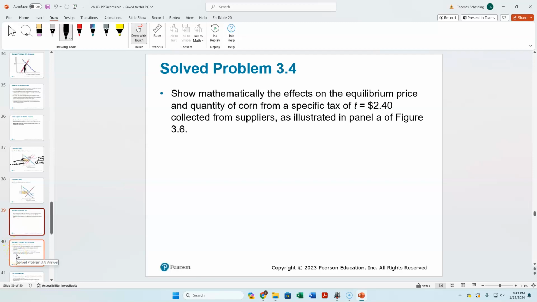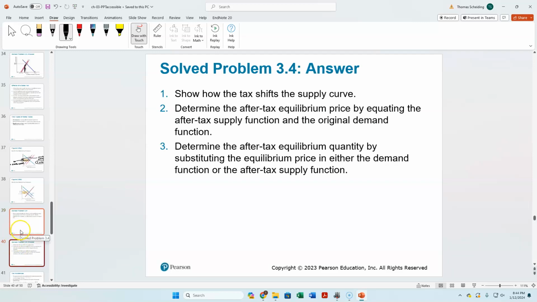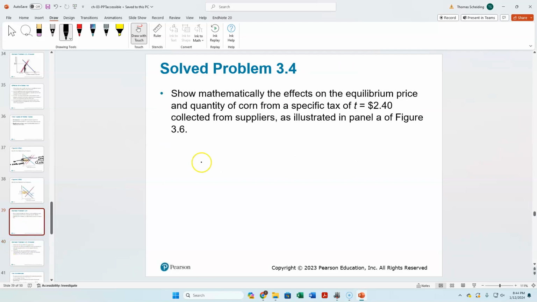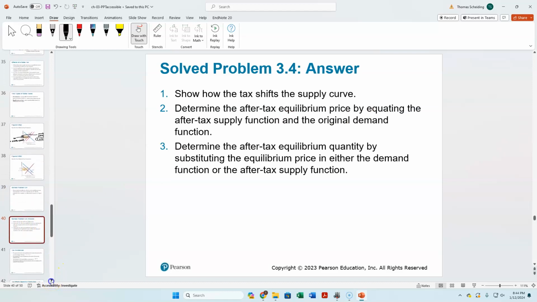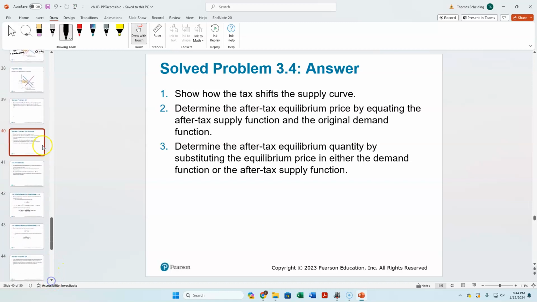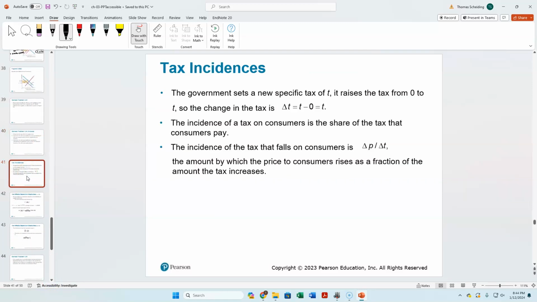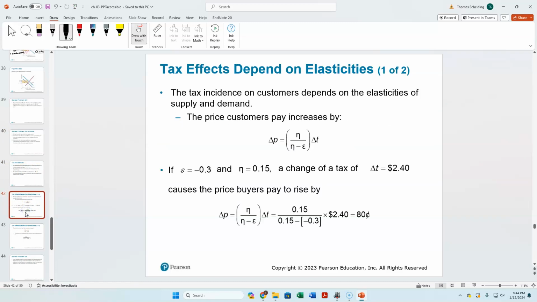Okay, so I'm assuming, show mathematically the effects of the tax of 240. Okay, well, didn't we kind of do that already? Let's just see where we're going with this. Okay, so let's go to, okay, so yeah, here we go. Let's just get into the problem here.